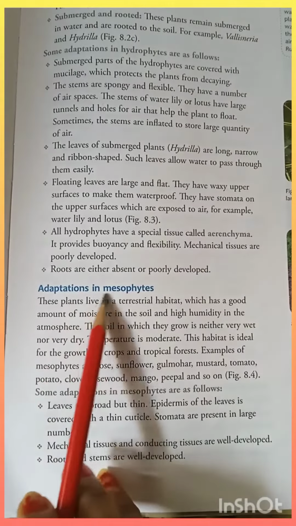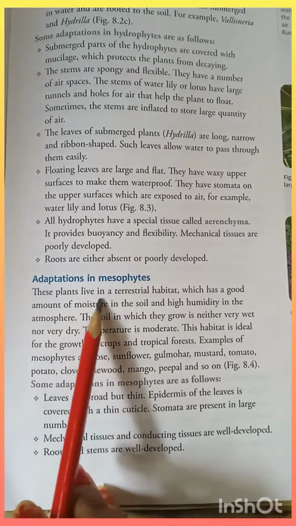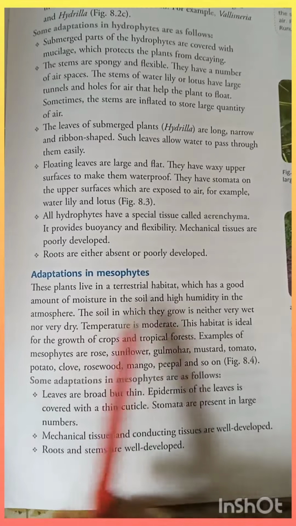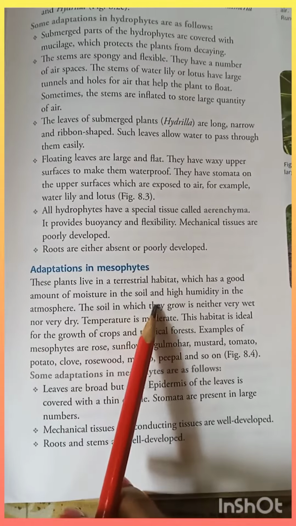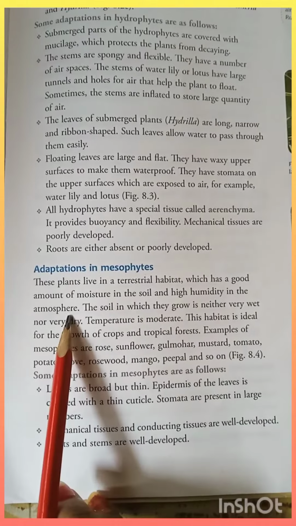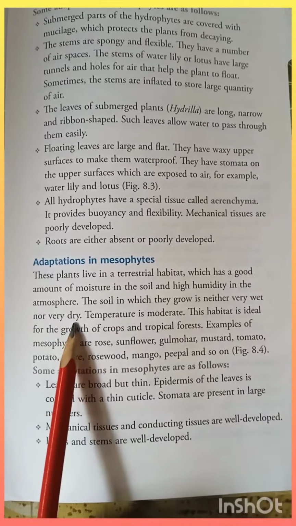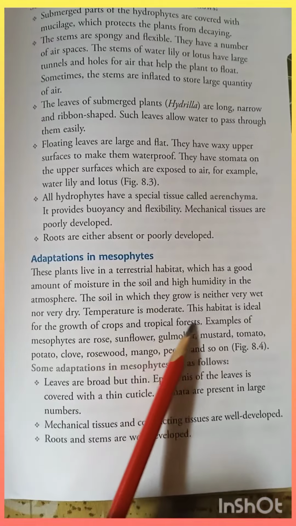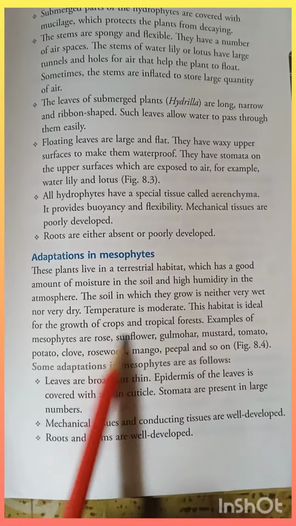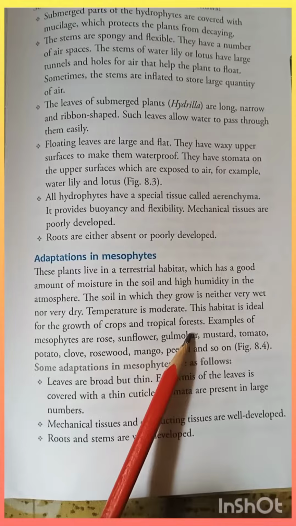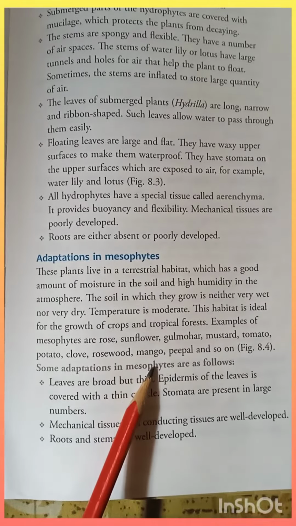Today we will do adaptation in mesophytes. These plants live in the terrestrial habitat and have a good amount of moisture in the soil and high humidity in the atmosphere. The soil in which they grow is neither very wet nor very dry. Temperature is moderate. This habitat is ideal for the growth of crops and tropical forests. And there are some examples given over here.